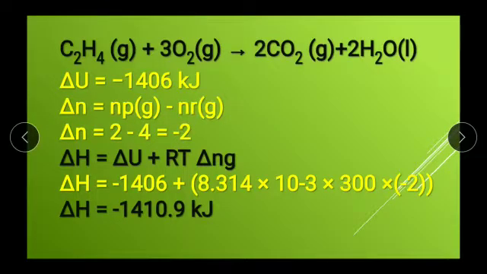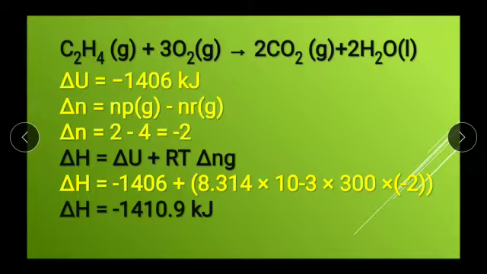What is del Ng? Number of moles of product minus number of moles of reactant. So, Np minus Nr. What is Np? Number of moles on the product side is 2. Number of moles on the reactant side is 4. So, 2 minus 4 is equal to minus 2.